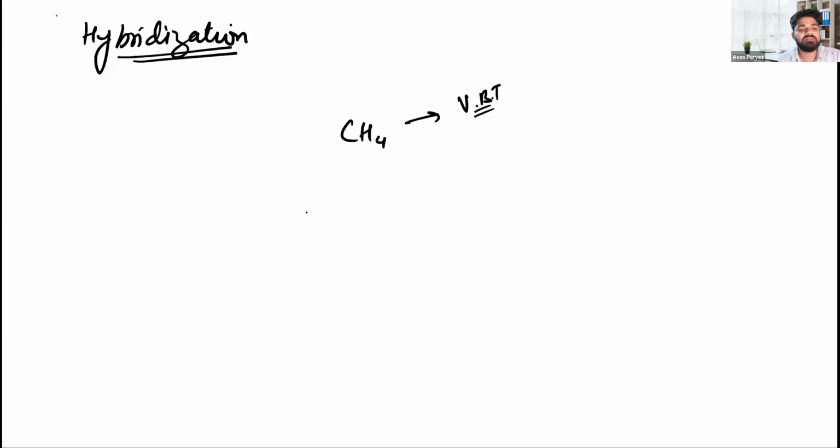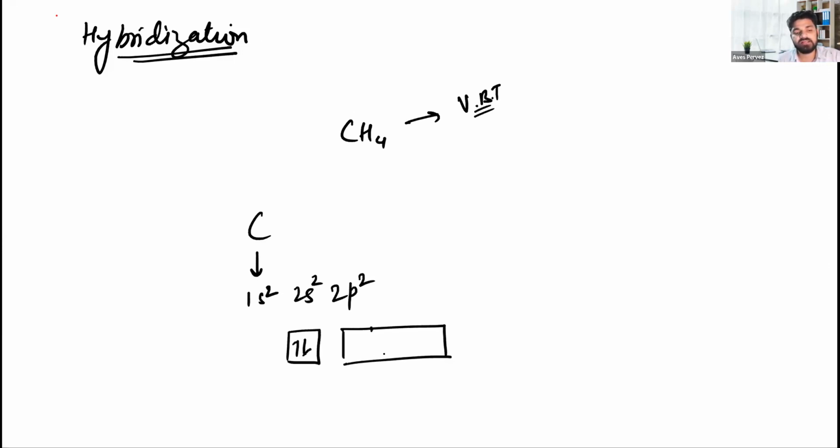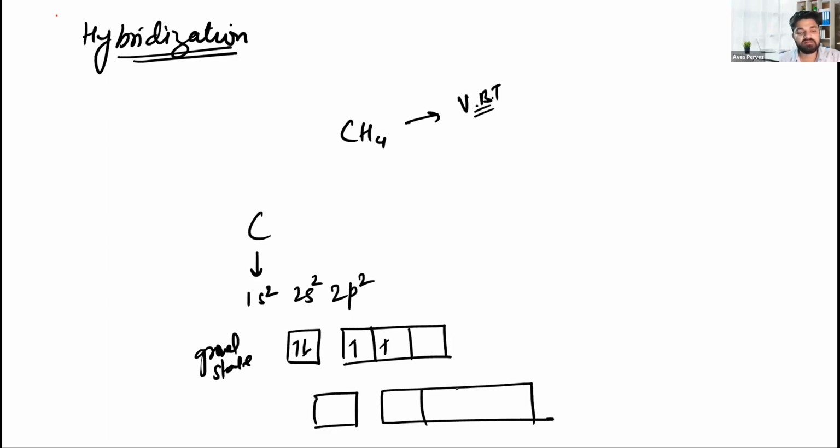what we study here is the electronic configuration of carbon: 1s2, 2s2, 2p2. This is the ground state electronic configuration. And if it goes into the excited state, then it is going to have this type of electronic configuration, meaning this electron will jump into this one.